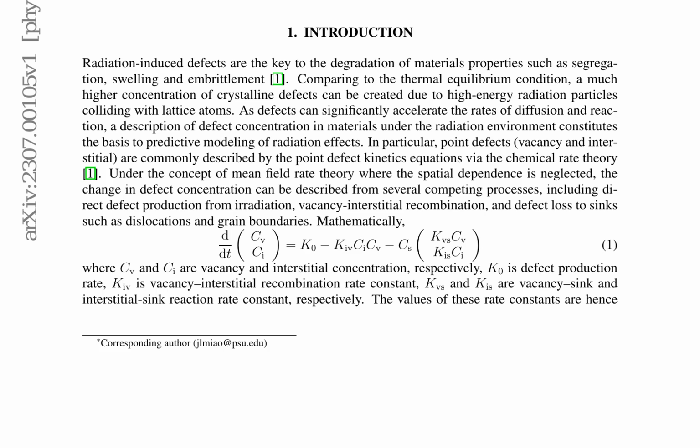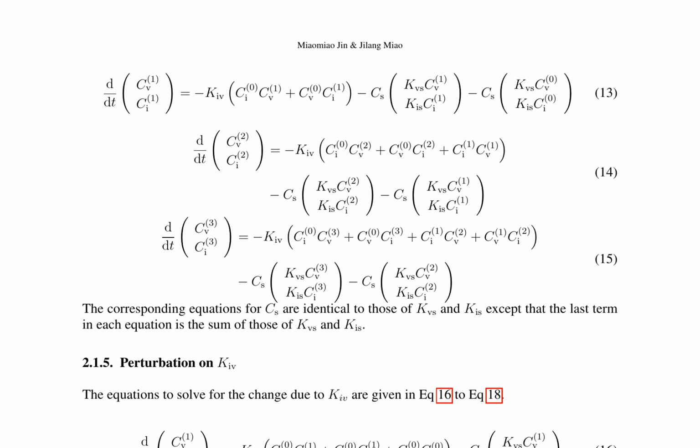The equations describe the change in defect concentration due to competing processes, including direct defect production, vacancy interstitial recombination, and defect loss to sinks. Uncertainty in the rate parameters arises from computational methods, and perturbation theory is used for parametric sensitivity analysis and uncertainty quantification.